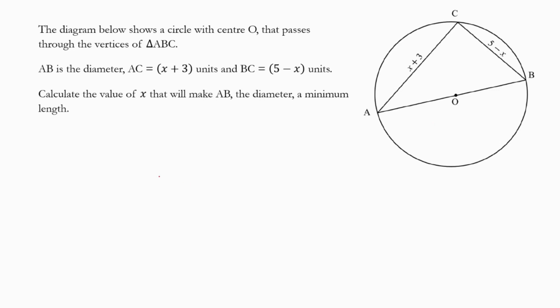The diagram below shows a circle with center O that passes through the vertices A, B, C. AB is the diameter, and then AC is x plus 3, we can see that, and then BC is 5 minus x units, you can see that. Calculate the value of x that will make AB the diameter a minimum length.